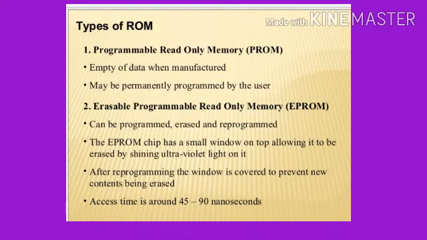Types of ROM. Programmable read-only memory, known as PROM. Empty of data when manufactured, it may be permanently programmed by the user. Erasable programmable read-only memory, known as EPROM. It can be programmed, erased and reprogrammed. The EPROM chip has a small window on top allowing it to be erased by shining ultraviolet light on it. After reprogramming, the window is covered to prevent new content being erased. Access time is around 45 to 90 nanoseconds.